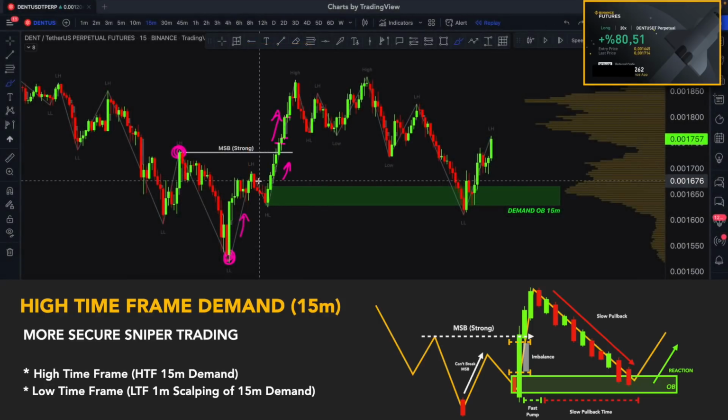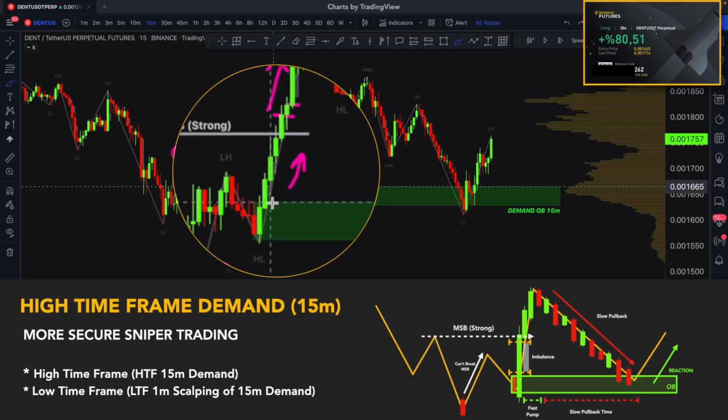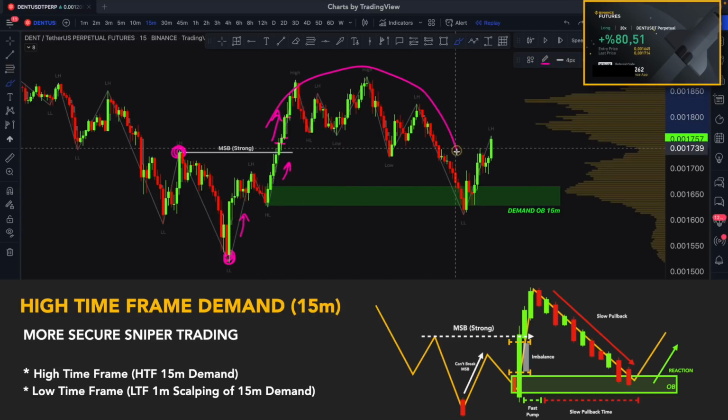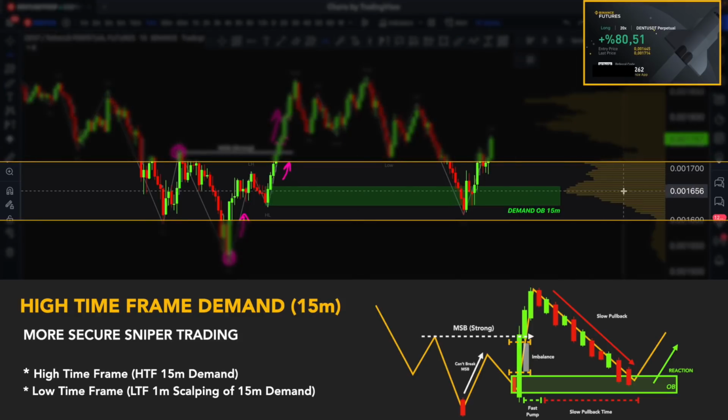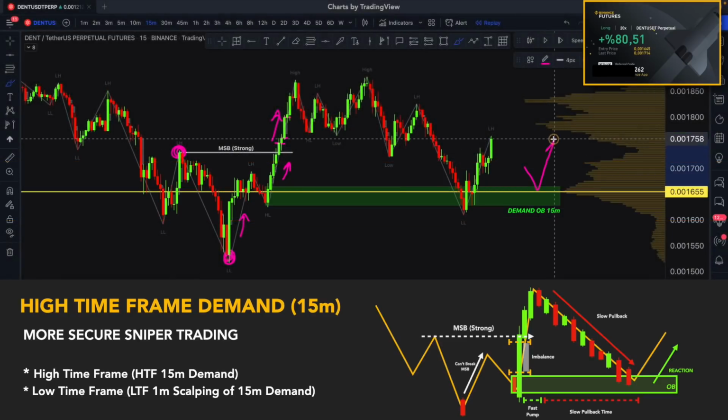6. Do we have an imbalance? Right here you can see the imbalance. Once there is an imbalance, price will usually want to fill the imbalance. 7. Key level. As you can see, there is a very strong high volume node that acts as a demand area as well. It is so simple.